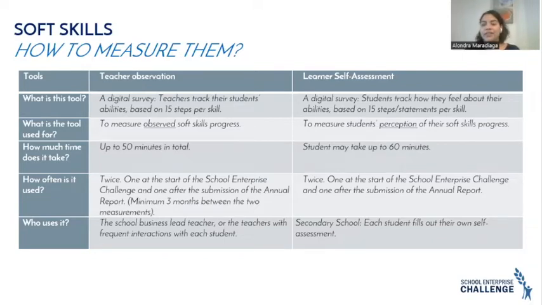Now the second survey is the learner self-assessment. This one is also digital, but in this one, the student is the one that completes it. It is also based on 50 statements or steps per skill. Here the student measures their own perception of their skills. It may take up to 60 minutes per student.